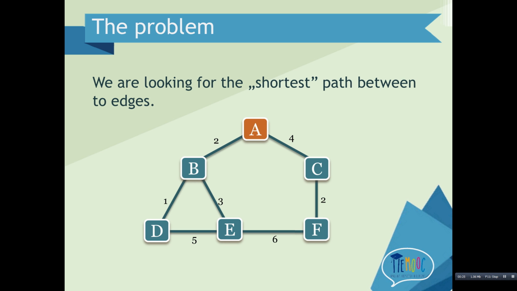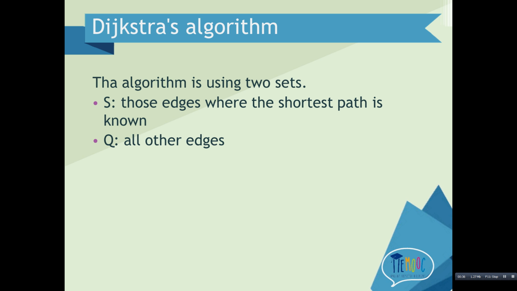In our example, we want to know the lower cost between vertices A and F. The Dijkstra algorithm is working with two sets, S and Q. The S contains the vertices where the lower cost is known, and Q contains the other ones.